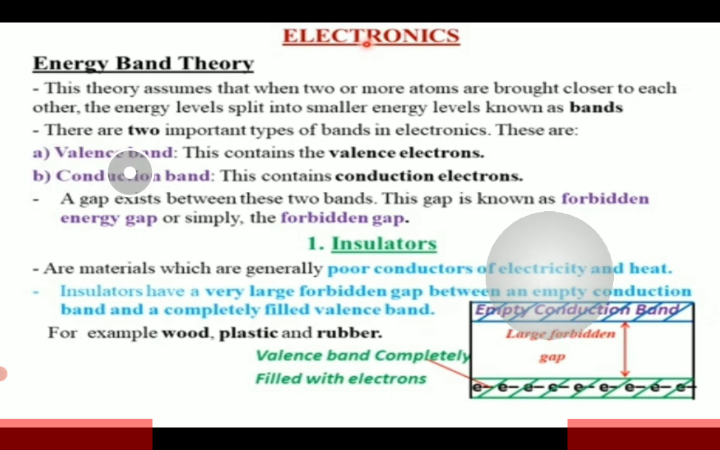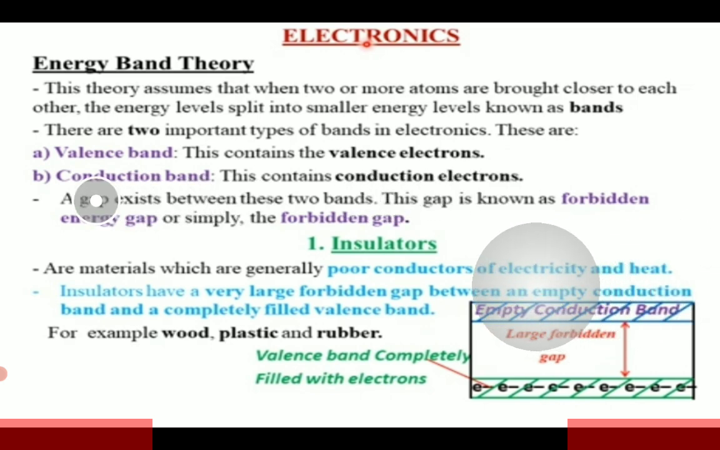Other than valence band, we have conduction band. The conduction band is a band that contains conduction electrons. Conduction electrons are also called free electrons. They are the electrons that are responsible for conduction of materials. Like when you talk of metals, why metals conduct electricity is because they contain conduction electrons, which are also called free electrons.